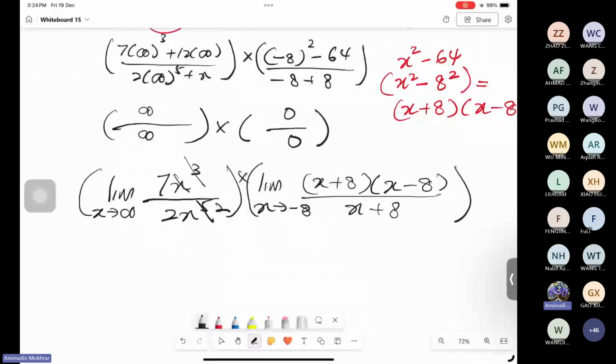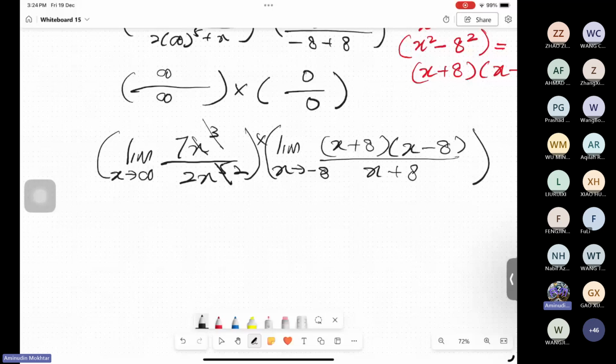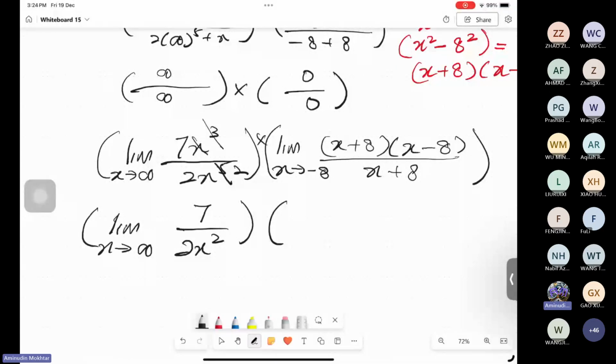Okay. The next is about how we need to simplify the limit. From the first part, we can cancel 7/8 to the power of 3 divided by 2x to the power of 5. Now this part is equal to the limit when x approaches infinity of 7 divided by 2x to the power of 2, times the second part.